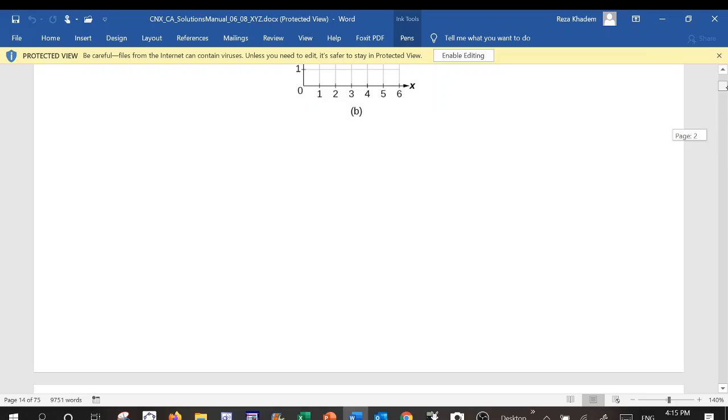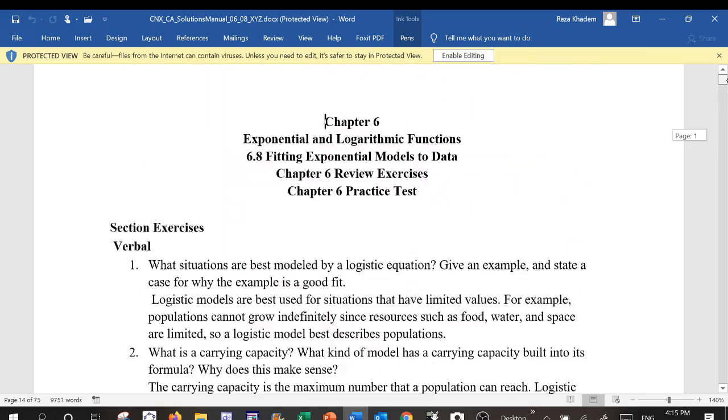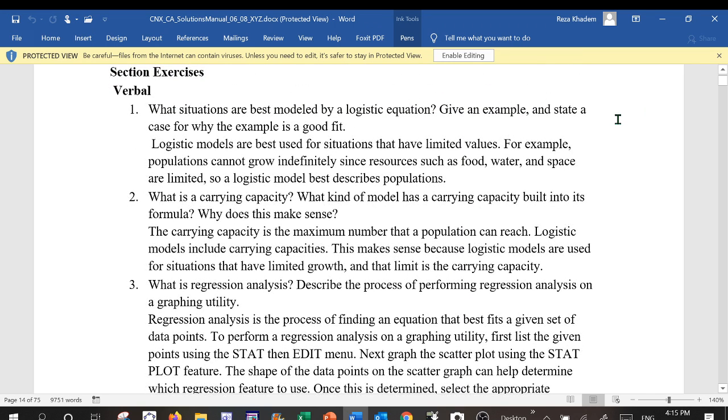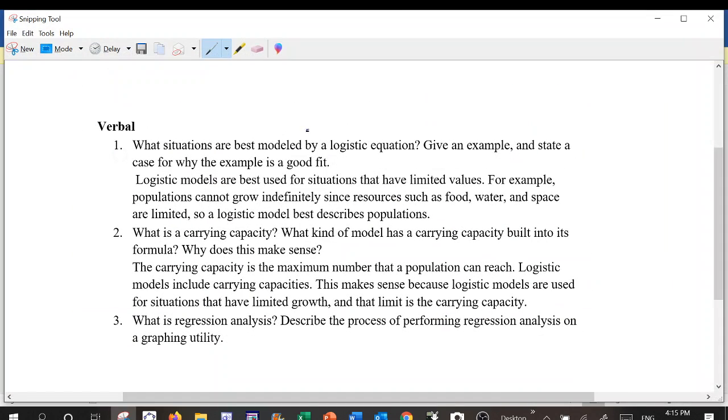So let's do a few of these. The first problem says: what situations are best modeled by a logistic equation? I think we talked about this already, but the situations that match logistic growth are when something is growing exponentially at first, but there are some limitations, so it cannot grow exponentially forever. It turns around, slows down and flattens.